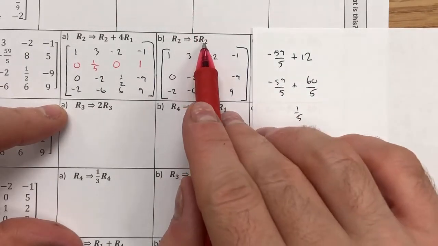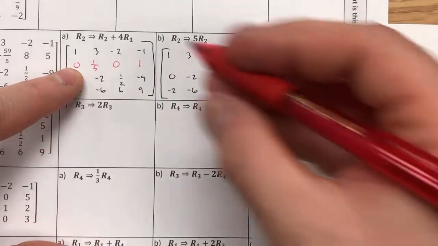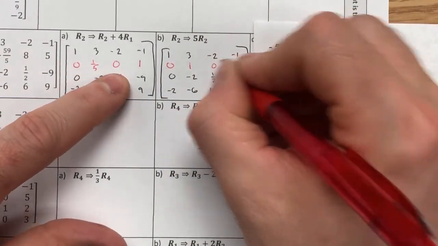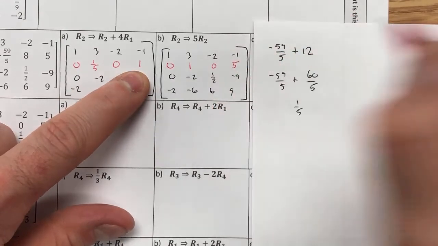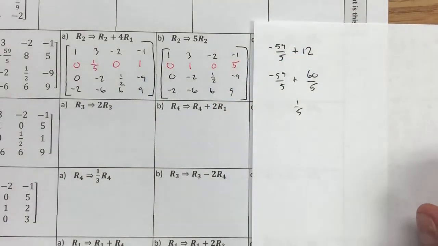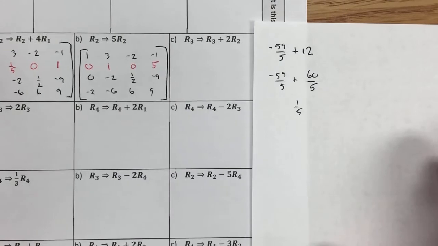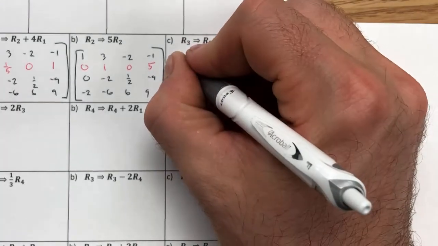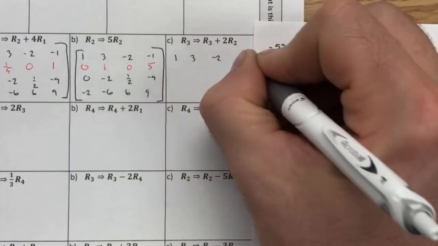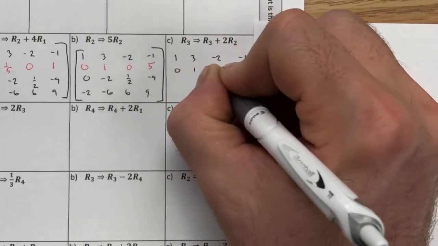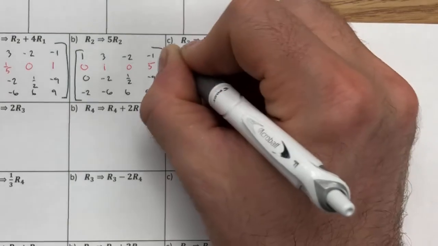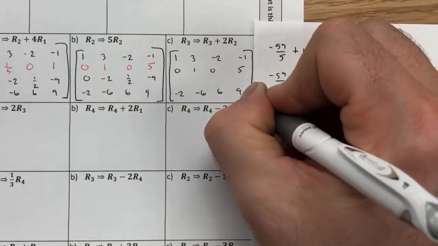I'm going to take row 2 and multiply it by 5. So 0 times 5 is going to be 0, times 5 is 1, times 5 is 0, times 5 is 5. Awesome. And then right here, I'm only going to modify row 3. So I'm going to take row 1, 2, and 4: 1, 3, negative 2, negative 1, 0, 1, 0, 5, negative 2, negative 6, 6, and 9, and I'm going to keep them right there.